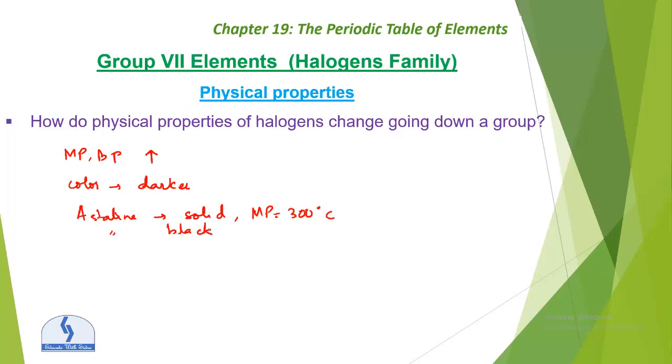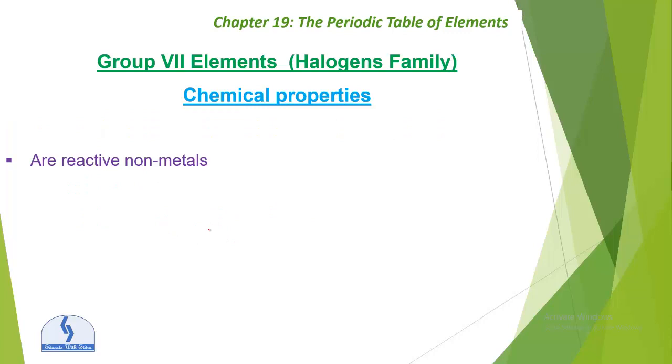So this astatine is basically black in color, a black solid. If I give you the melting point of the element before astatine, you can expect the melting point of astatine from the table, right? If you know the trend. Chemical properties: basically they are reactive halogens, and a more reactive halogen will displace a less reactive halogen from its halide solution.